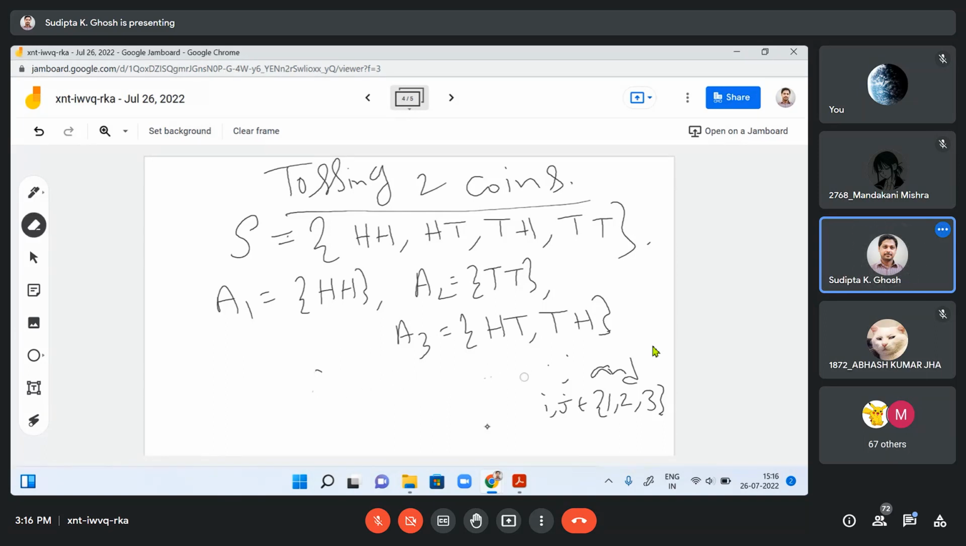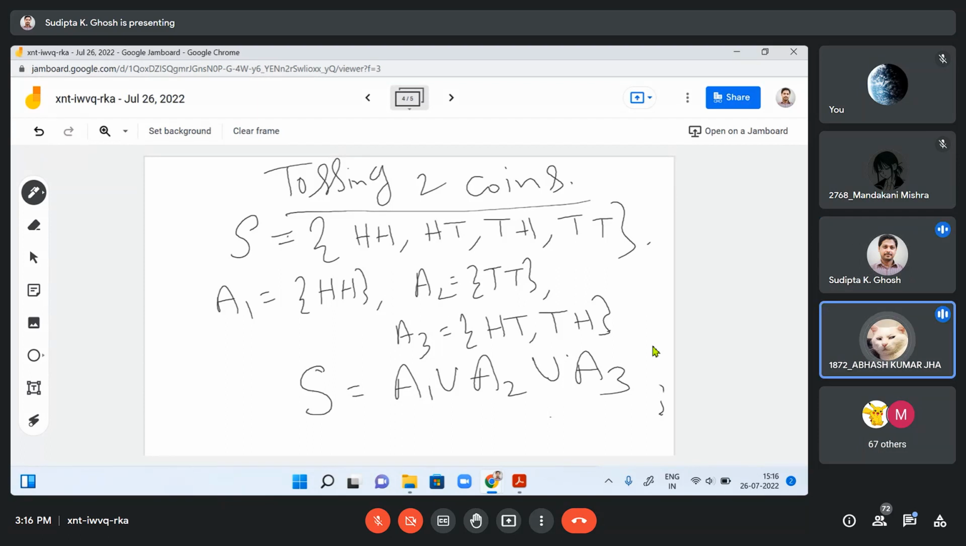Can I write S is equal to A1 union A2 union A3? Yes, sir. And the second thing: if I toss two coins, either A1 will happen or A2 will happen or A3 will happen. Am I correct? Yes, sir. The events A1, A2, A3 are exhaustive events.